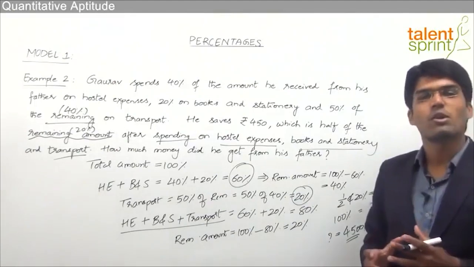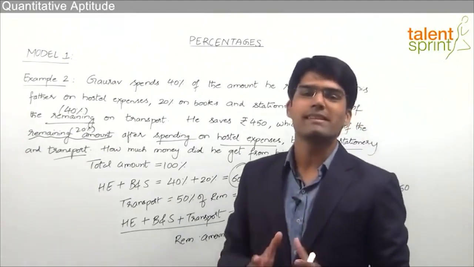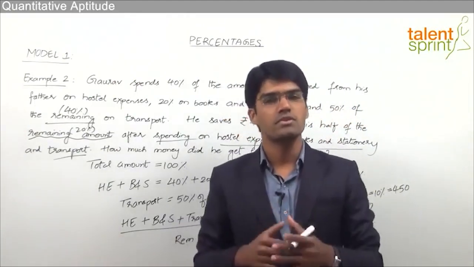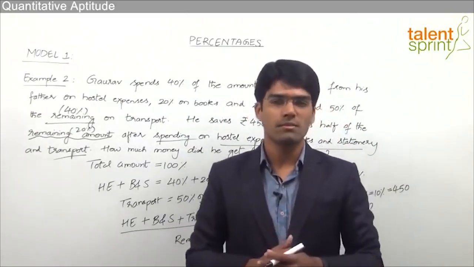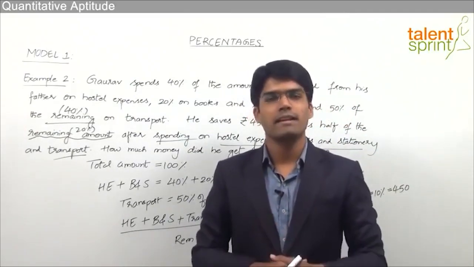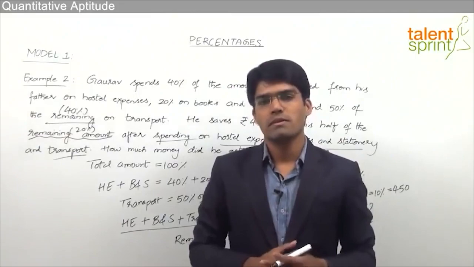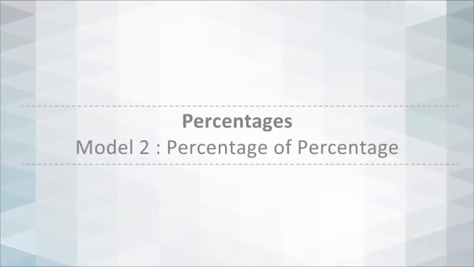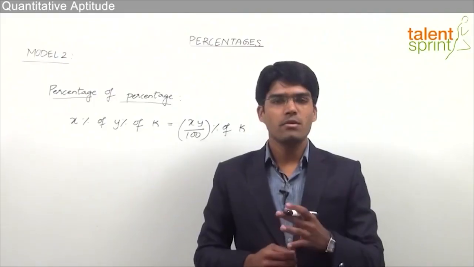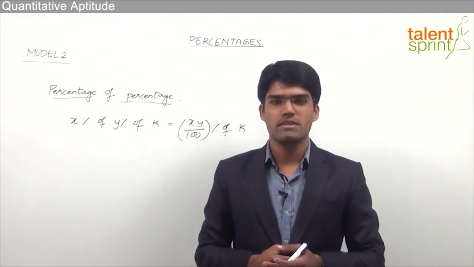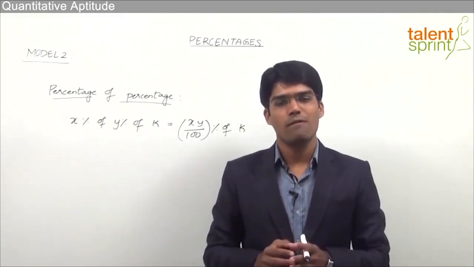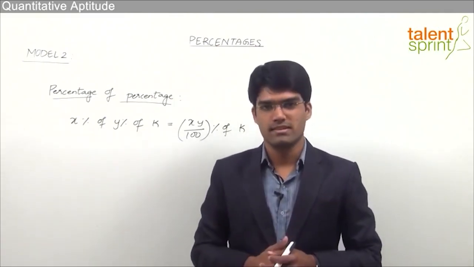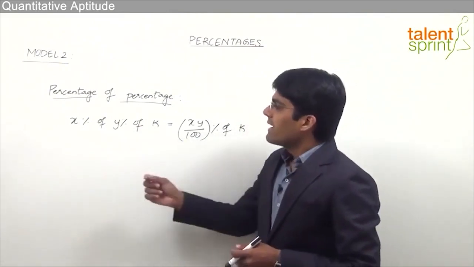So this is how we can solve these questions based on the monthly expenses of a family or an individual, by considering the total amount to be 100% and then finding out the remaining amount or whatever required as per the question. Let us now take the second model from this topic, which is based on calculation of a percentage of a percentage. Let's look at this.